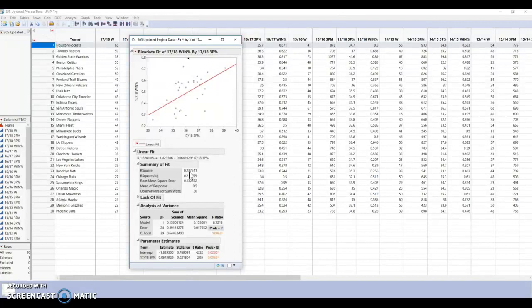So the model only explains 23.75% of the variability of the response data around its mean, which is not very good. We're looking for more of an r-squared value in the range of 75%. So therefore, we can see that there's no correlation or minimal correlation between 3-point percentage and win percentage in the 2017-2018 season in the NBA.